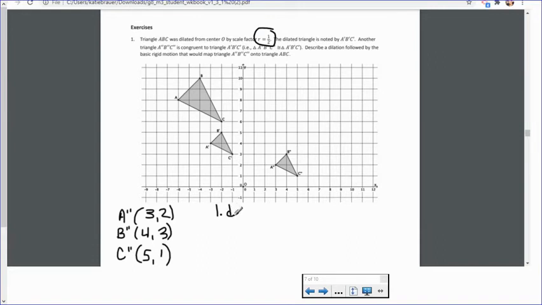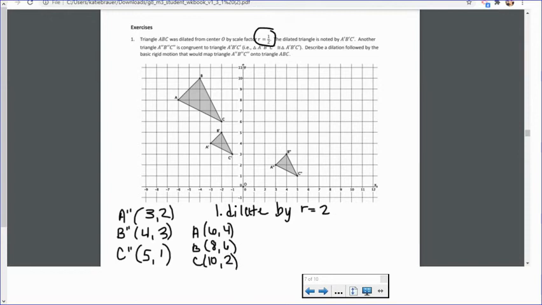So we're going to dilate it by a scale factor of 2 because 1 over 2 written as the reciprocal would be 2 over 1. Okay, so I'm going to take all of these that we just wrote down and I'm going to multiply them all by 2. So 3 times 2 is 6, 2 times 2 is 4. 4 times 2 is 8, 3 times 2 is 6. 5 times 2 is 10, 1 times 2 is 2.